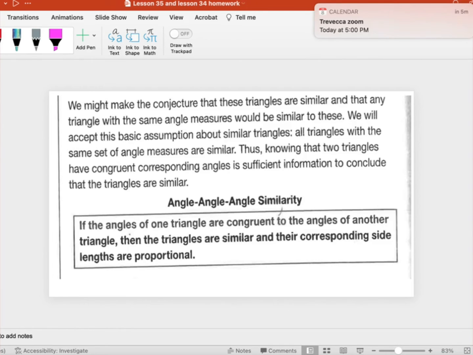Basically we might take the conjecture that the triangles are similar and that any triangle with the same angle measures would be similar to these. We will accept this basic assumption about similar triangles: all triangles with the same set of angle measures are similar. Thus, knowing that two triangles have congruent corresponding angles is sufficient information to conclude that the triangles are similar. This is called angle, angle, angle similarity. If the angles of one triangle are congruent to the angles of another triangle, then the triangles are similar and their corresponding side lengths are proportional.